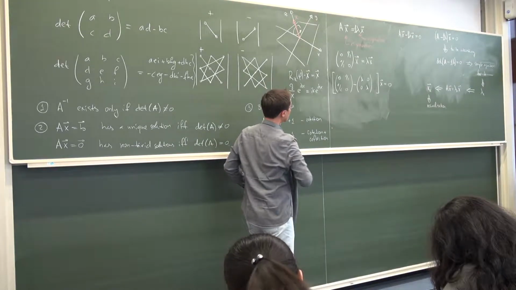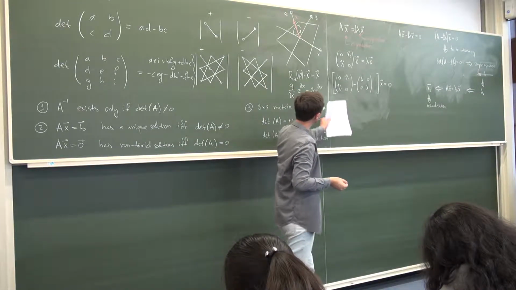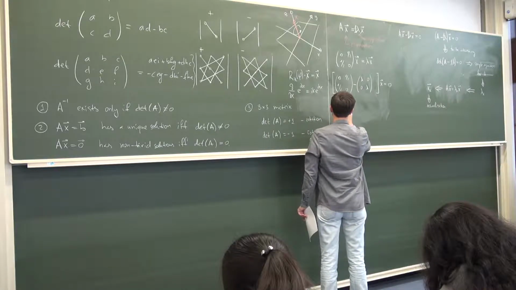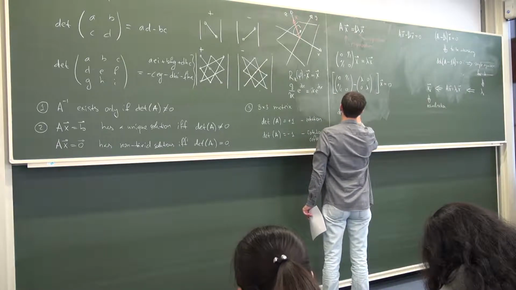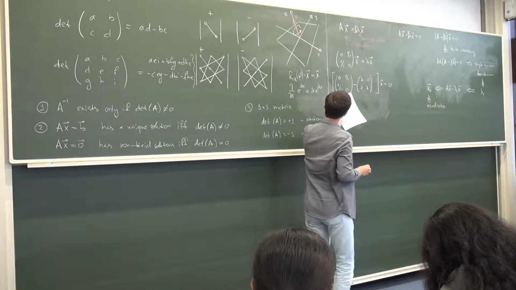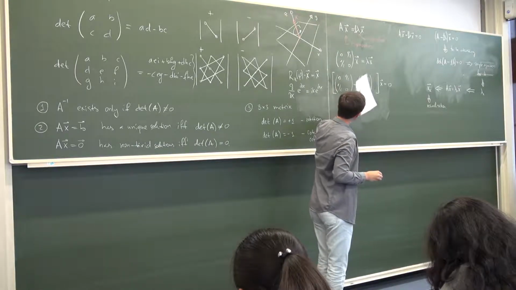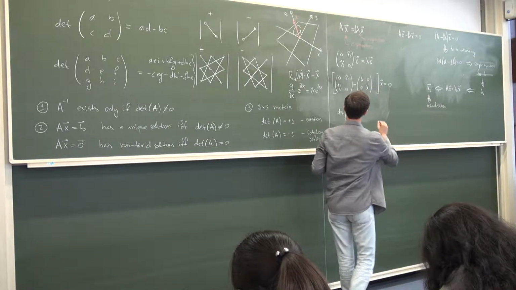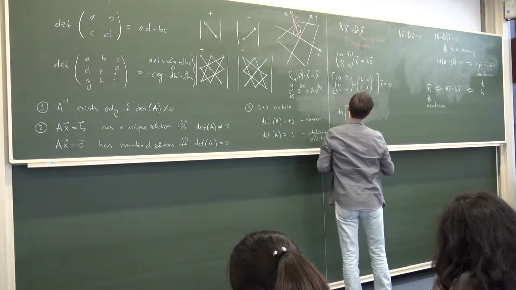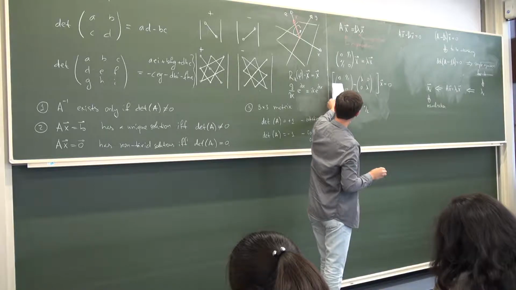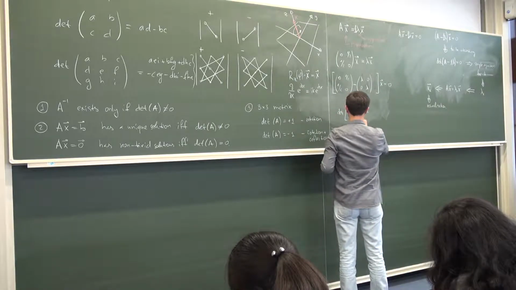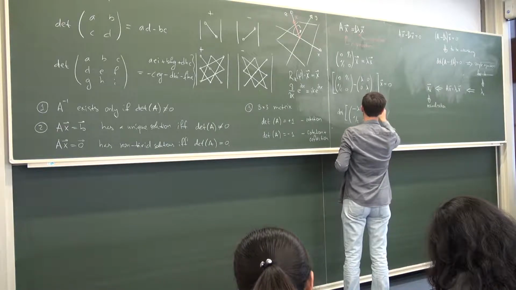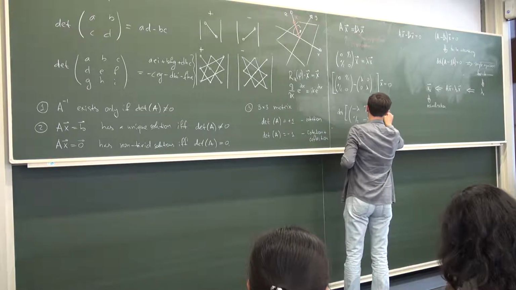And now, in order to have interesting solutions, we must have the determinant of this equal to 0. Determinant of: first element minus lambda, second element 1/2, third element 1/2, and the last element minus lambda. Must be 0.